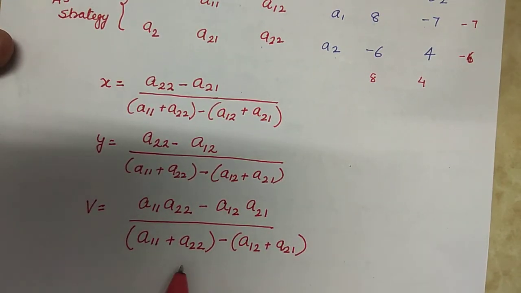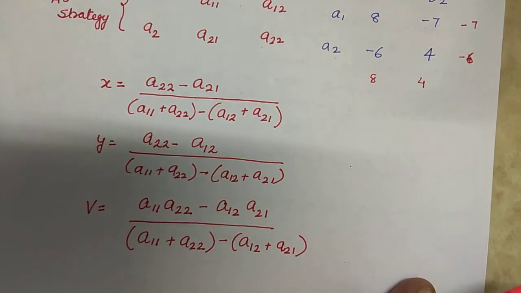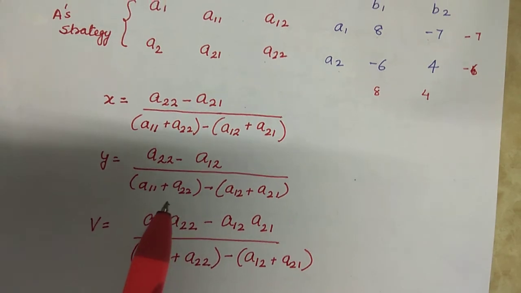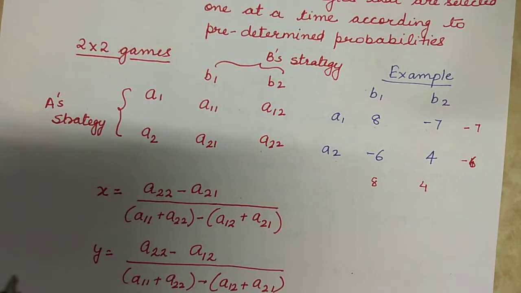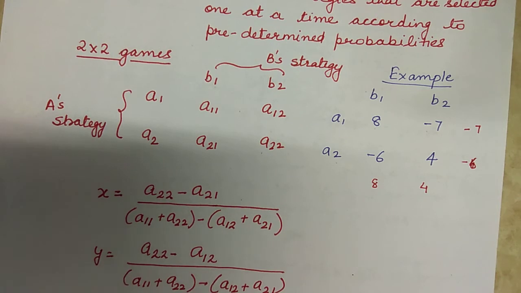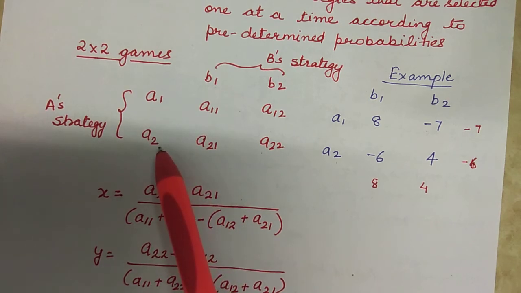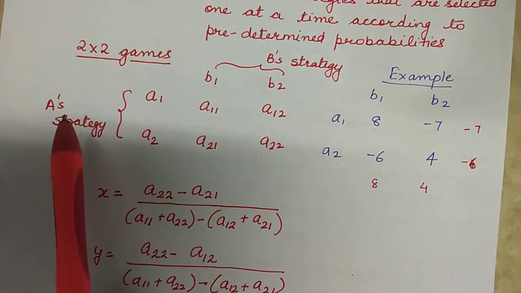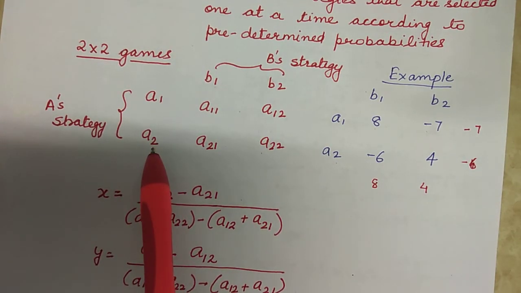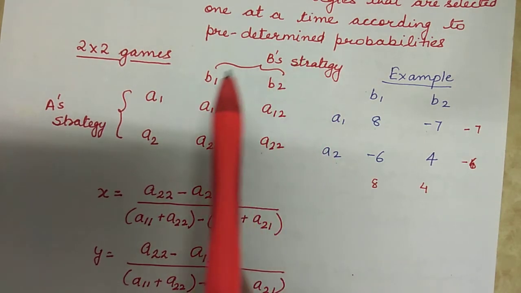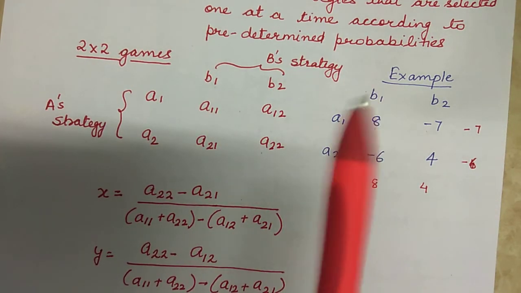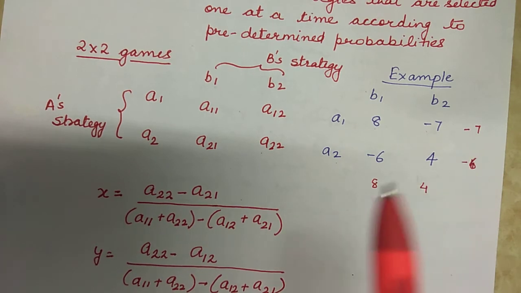These are the formulas. And what are these x, y and v? I told you that now the player will not be choosing one single strategy. Instead they will go for a mixed strategy. Mixed means they will be choosing more than one. Because here we have only two strategies, players will be choosing both strategies. So A will choose A1 as well as A2. B also will choose B1 as well as B2. Mixed strategy will be chosen.